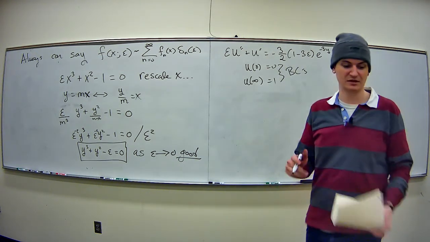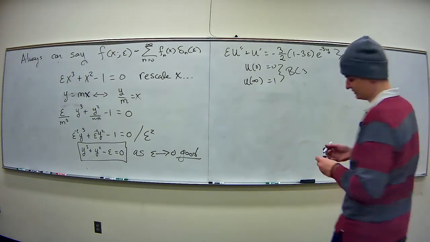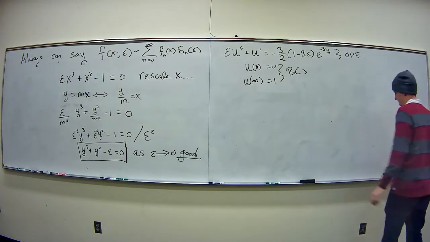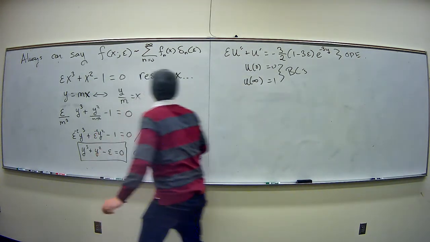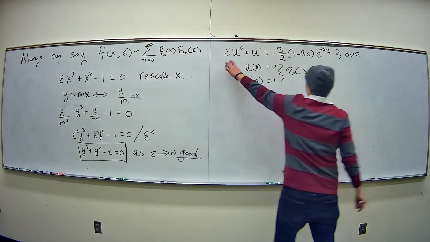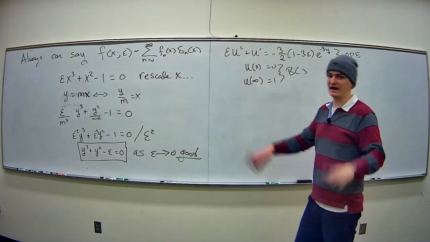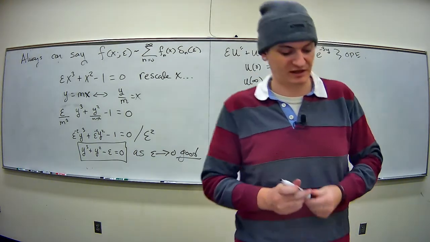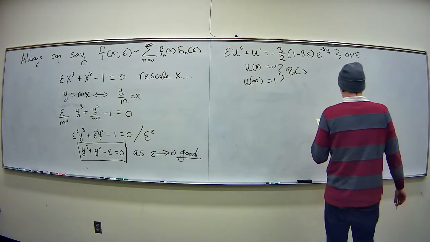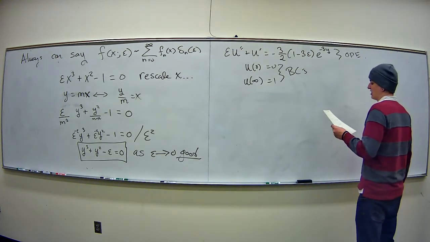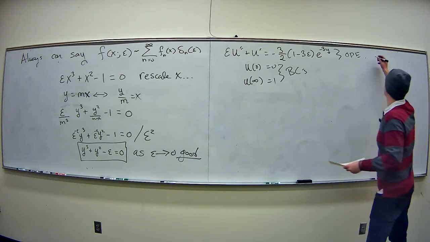ODE. Okay, here's a linear ODE, actually. I don't know why I picked this one. So this is an ODE, and it has some small parameter in there as well. And you want to write down the solution for all the epsilons you could think about. So same thing, right? Same idea.